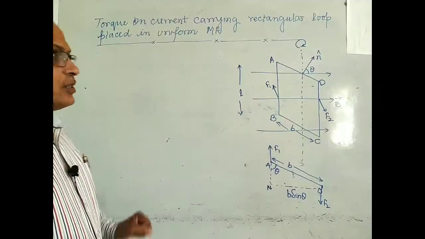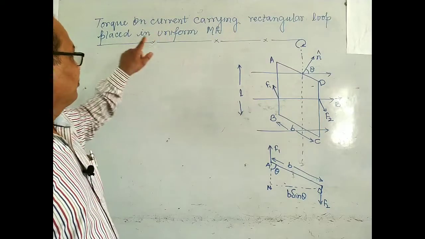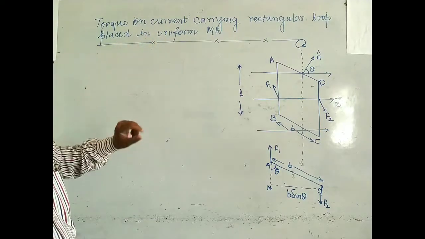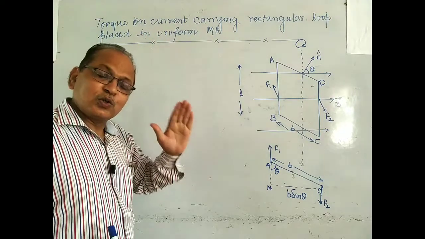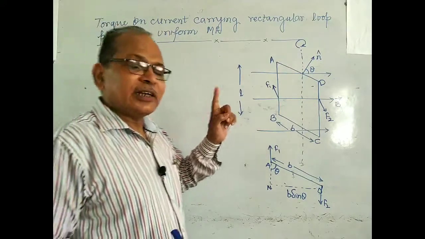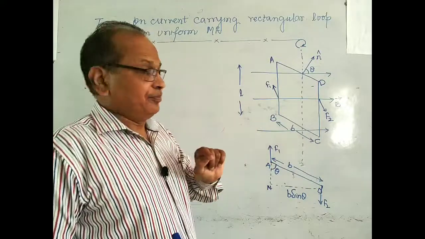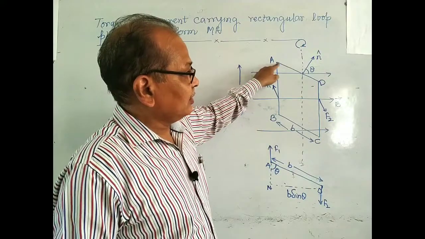Our next topic is torque on the current carrying rectangular loop placed in uniform magnetic field. This is also a very important topic. Torque on current carrying rectangular loop placed in magnetic field. This is a rectangular loop.